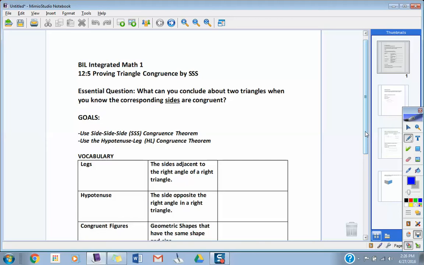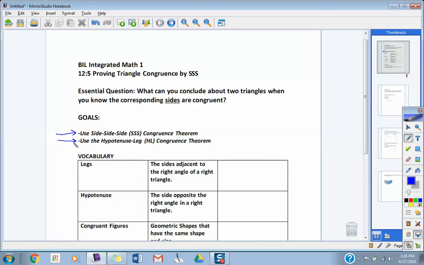So goals for today. First one, Kylie, you want to read that? Use the side, side, side, SSS congruency theorem. Okay. And then the next one here, McKenna, have you got that? Use the hypotenuse leg, HL, congruence theorem. Okay, hypotenuse leg. We've used that before.